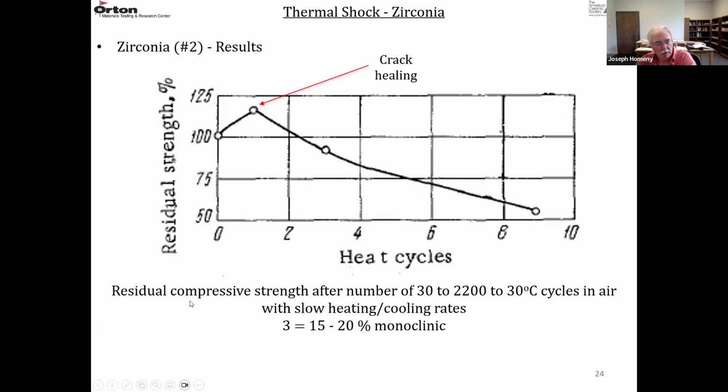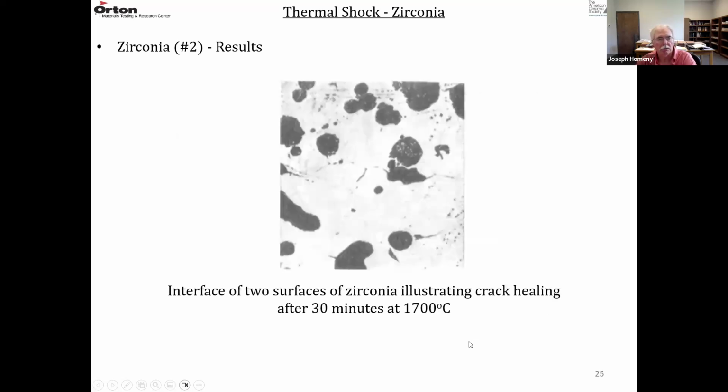So what they did here to prove that, this is the residual compressive strength after these cycles in air. But instead of rapid heating or rapid cooling, they went up with a slow heating rate and a slow cooling rate. So they didn't thermal shock the material, but you see the residual strength went up here and eventually started going down. This is evidence of crack healing taking place. So they were able to isolate crack healing without thermal shocking the material.